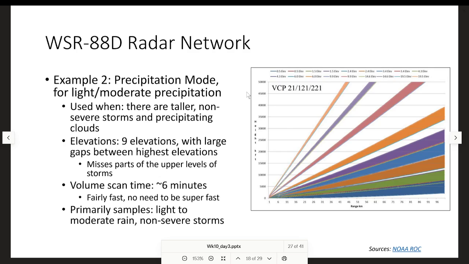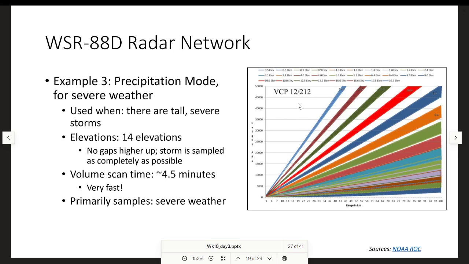Yeah, the volume scan takes about 6 minutes. It doesn't need to be super fast because it's not really critical, but it will speed up the radar just so it can get these scans in enough time to make sure that nothing's happening. And it usually samples light to moderate rain and non-severe storms.